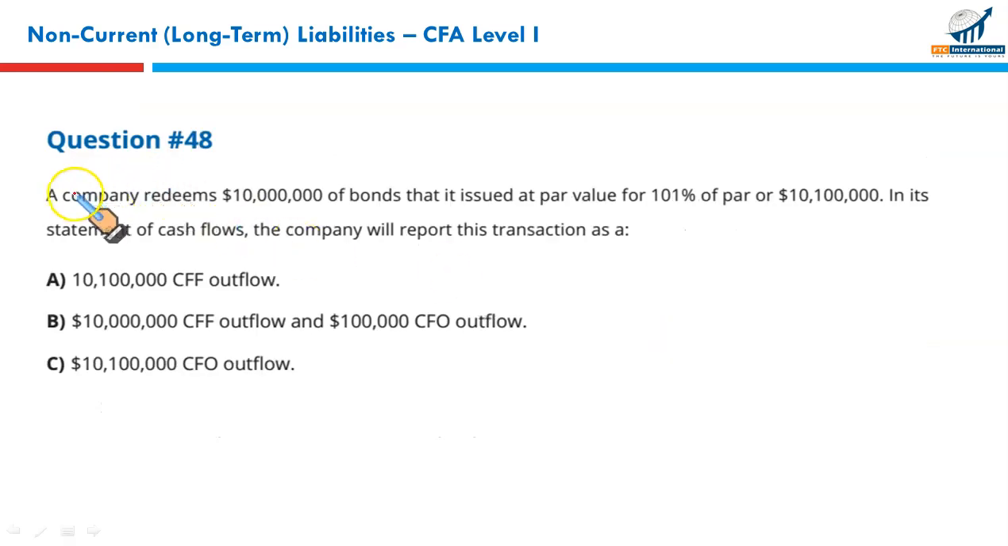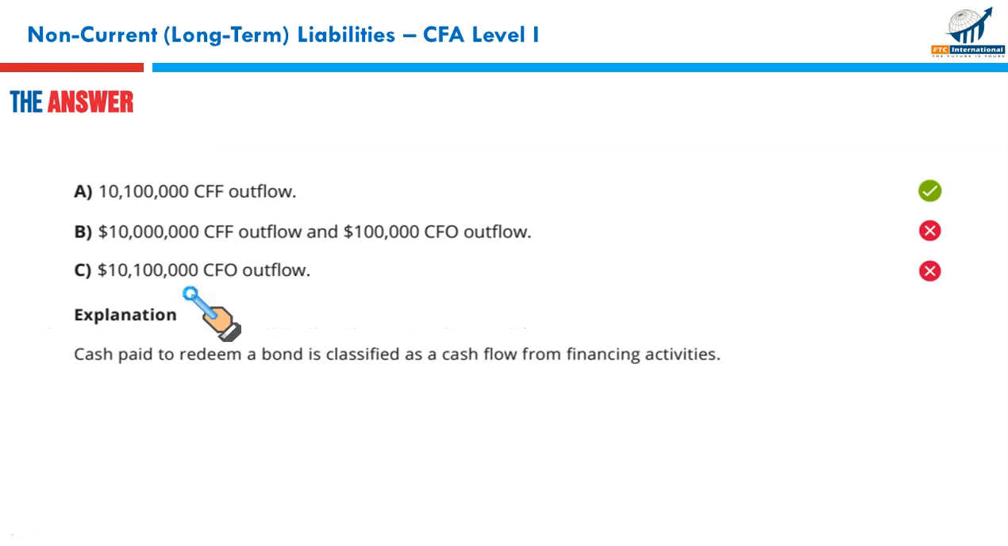Next question, number 48. A company redeems 10 million of bonds that it issued at par for 101% of par, or 10.1 million. In its statement of cash flows, the company will report this transaction as, since bonds are redeemed, so it's an outflow. It's a financing outflow. So 10.1 million will be reported as a cash flow from financing activities. Remember, cash paid to redeem bonds is classified as a financing activity.